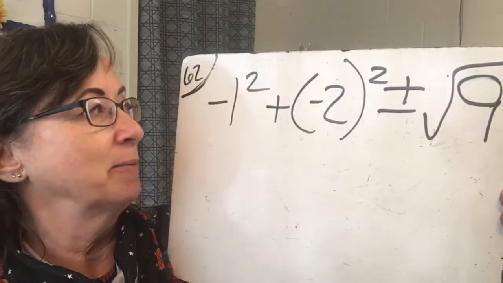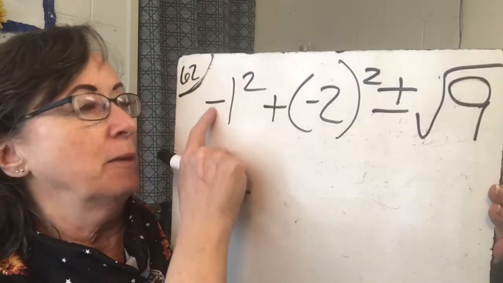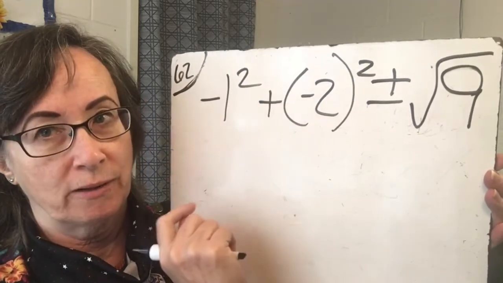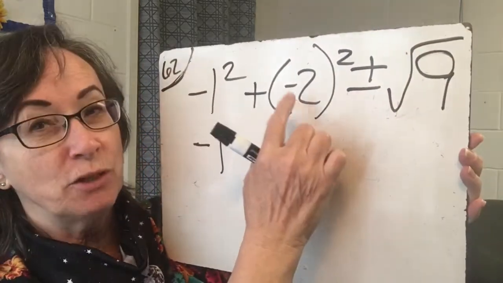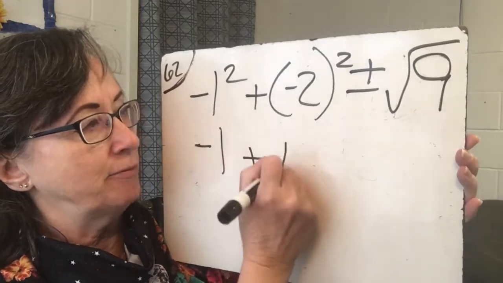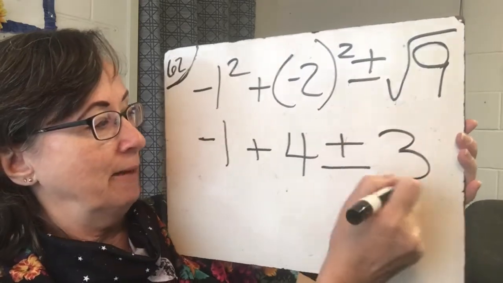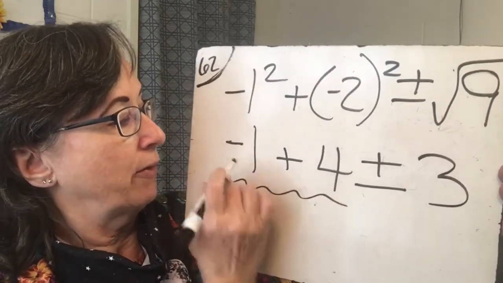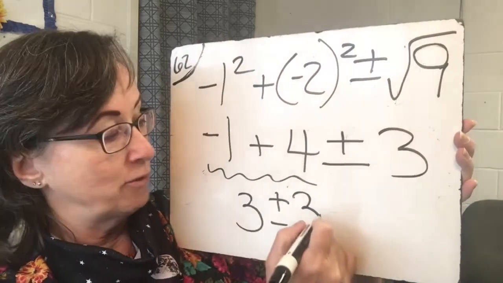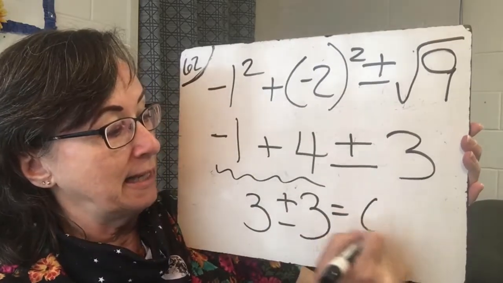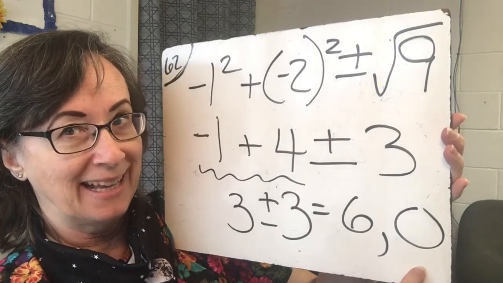Last practice problem. So again, the negative 1 is not in parentheses. So this is going to be the opposite of 1 squared. 1 squared is 1. So the opposite of 1 squared is negative 1. Negative 2 times negative 2 gives us a positive 4. Plus or minus the square root of 9 is 3. So I'm going to go ahead and put these two together. Negative 1 plus 4 is 3, plus or minus 3. So I have two answers. 3 plus 3 is 6. 3 minus 3 is 0. My two answers are 6 and 0.